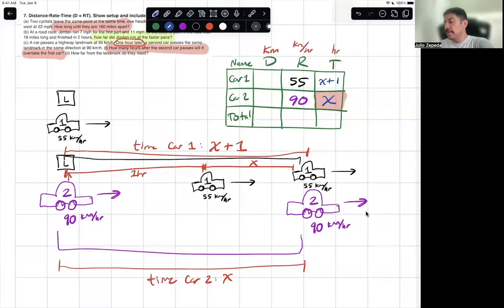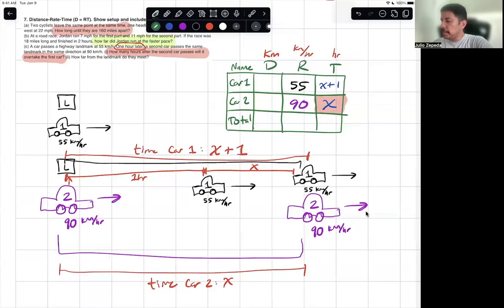Now we can use our equation, distance equals rate times time, to find an expression for the distance traveled from each of the cars. So that would be 90 times x for car 2. We just multiply here: distance, rate and time. And then 55 times x plus 1. That's the distance that car 1 travels.